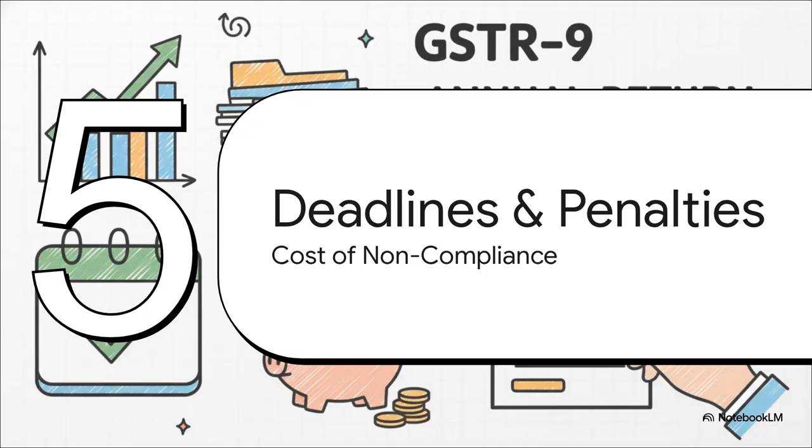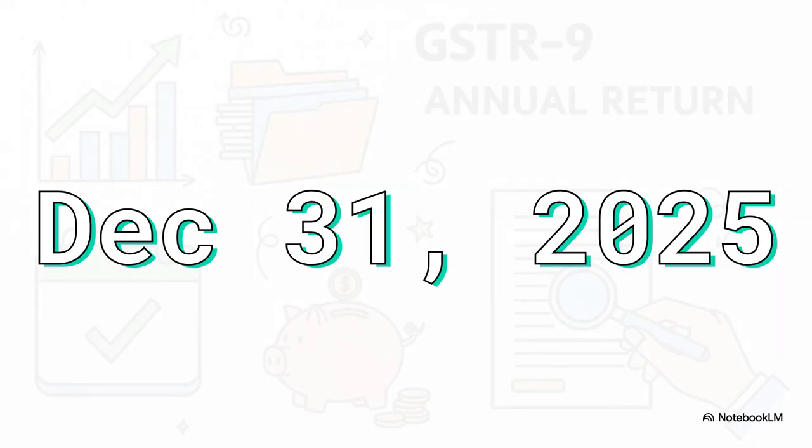So, after all that detail, why does getting it right matter so much? Let's talk about the bottom line, the non-negotiable deadlines for filing and the financial pain that comes with getting it wrong or being late. Okay, let's be crystal clear on this. Get your calendar out. The due date to file your GSTR-9 annual return for the financial year that ends on March 31st, 2025 is December 31st, 2025. This is a hard deadline, and you really don't want to miss it.